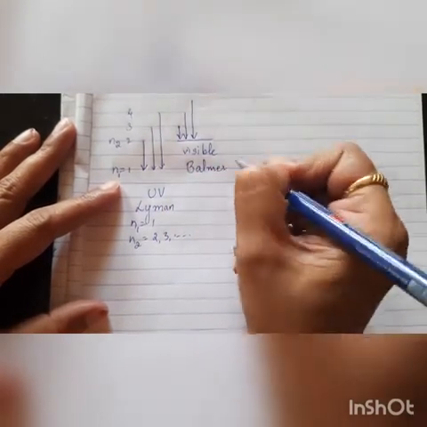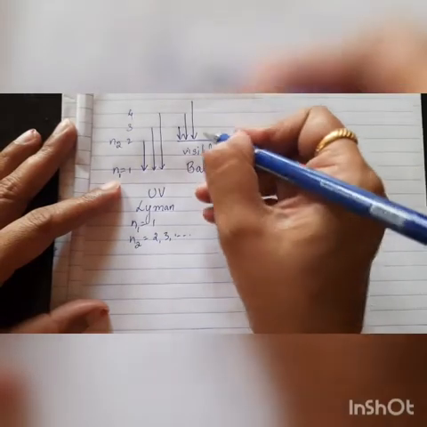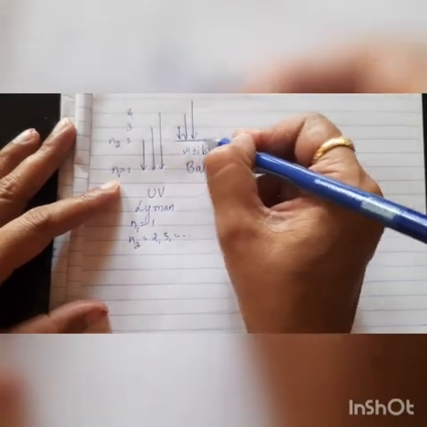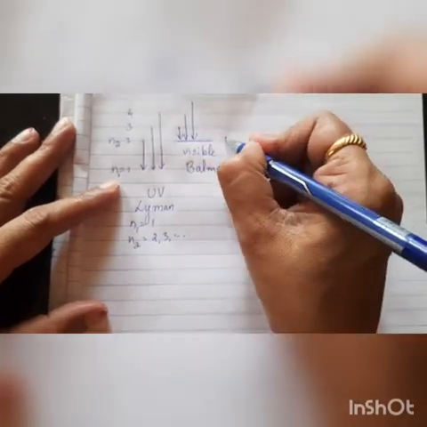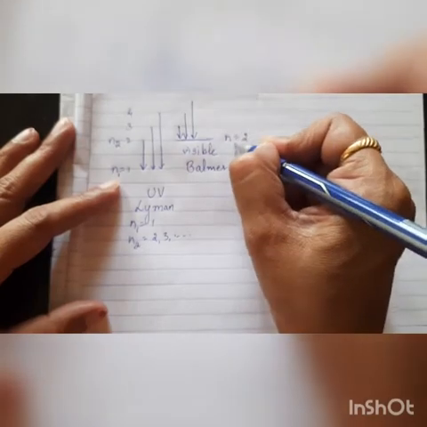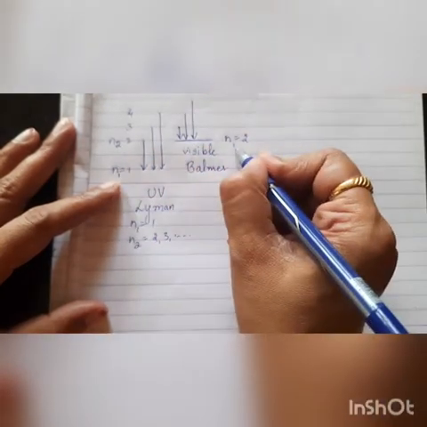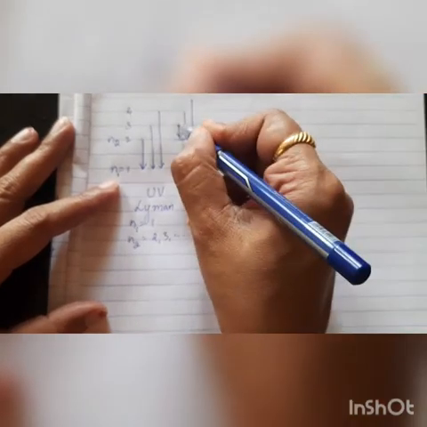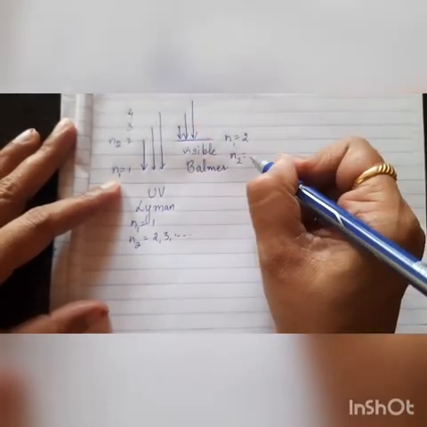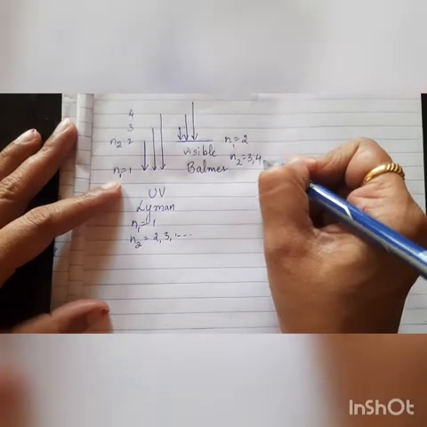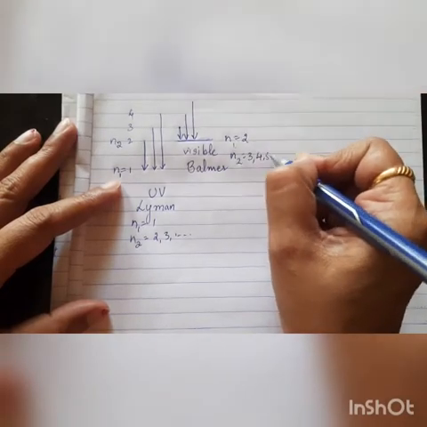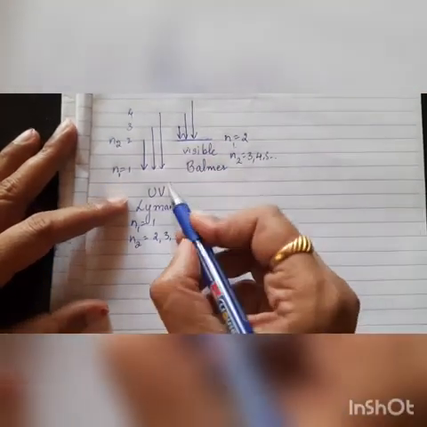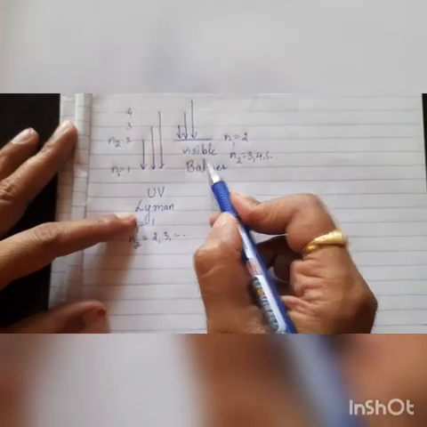So this series is called the Balmer series. In the Balmer series, this is the ground state, that means n1 will be equal to 2. Then n2 will be equal to 3, 4, 5, 6, 7 and so on. In this way we have the Lyman series and the Balmer series.